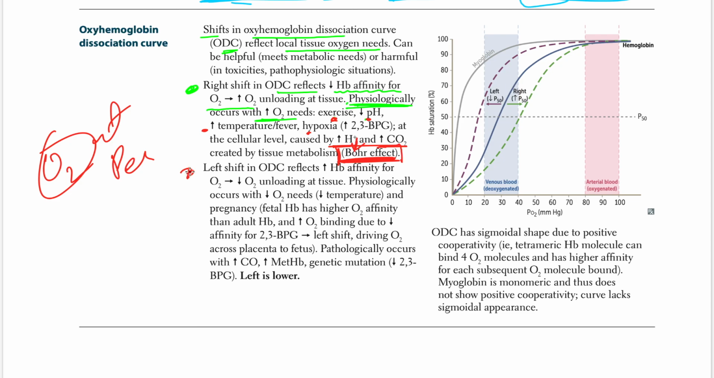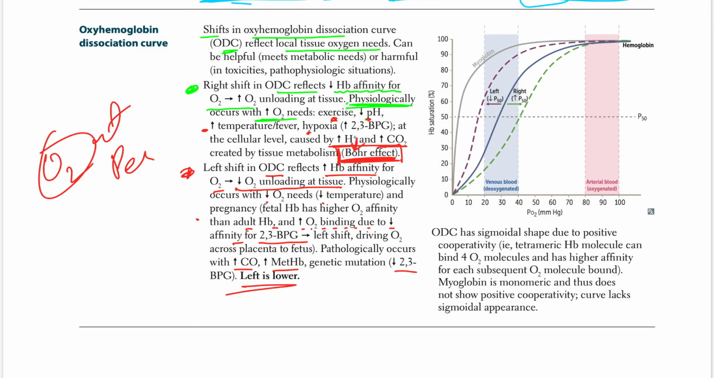So this is the left shift, and I'll make this simple. A left shift in the ODC reflects increased affinity for O2, and decreased O2 unloading at the tissues. It occurs physiologically with decreased O2 needs, for example, a decrease in temperature, and pregnancy, since fetal hemoglobin has a higher O2 affinity than adult hemoglobin, due to decreased affinity for 2,3 BPG. The left shift drives O2 across the placenta to the fetus. Pathophysiologically it occurs with increased CO, methemoglobin, and genetic mutations which decrease the 2,3 BPG.